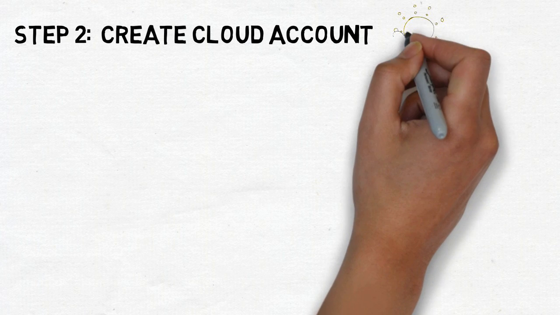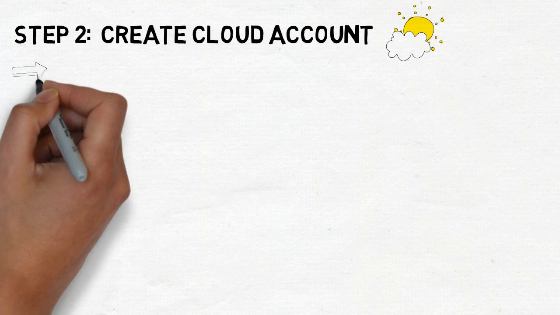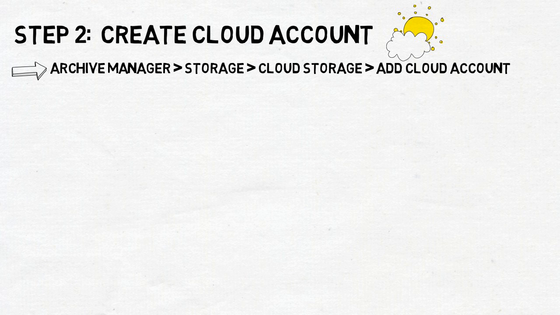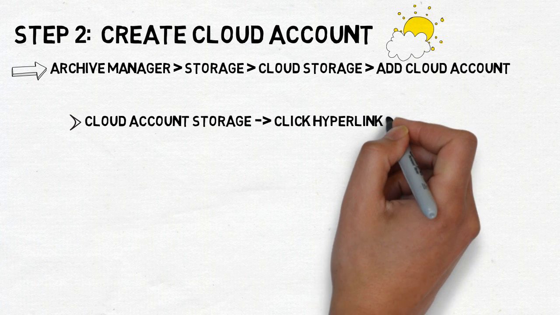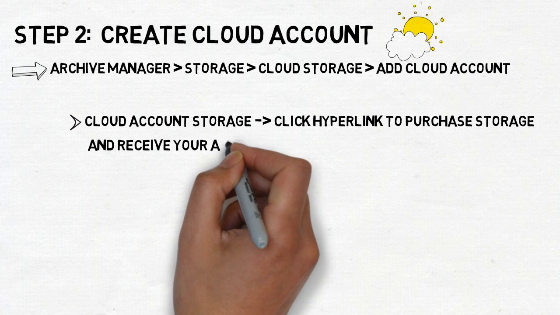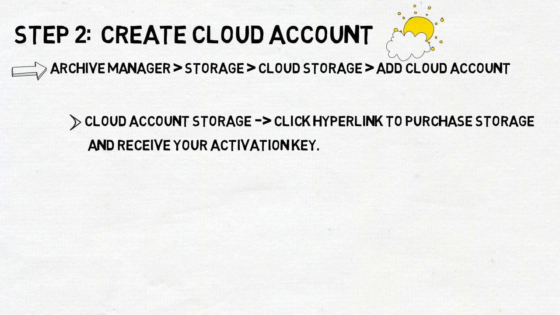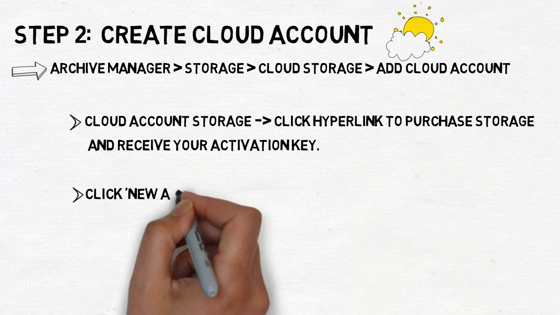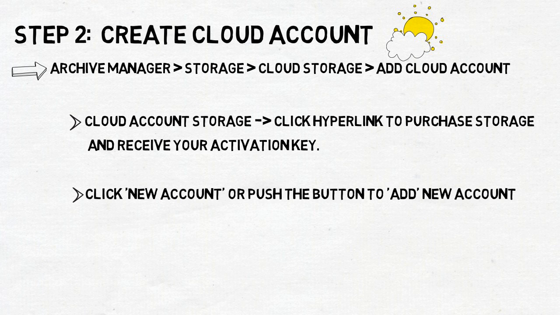Next, we need to create a cloud account. In the Management Console, go to Storage, Cloud Storage, and then click Add Cloud Account in the Action pane. The first thing you must do when the Cloud Accounts window pops up is click the hyperlink at the bottom that reads Cloud Storage Account. This will allow you to purchase cloud storage and you will receive an activation key. After you receive your activation key, click the New Account icon or push the Add button to register your new cloud account within the product.